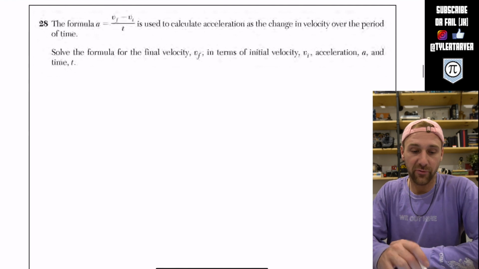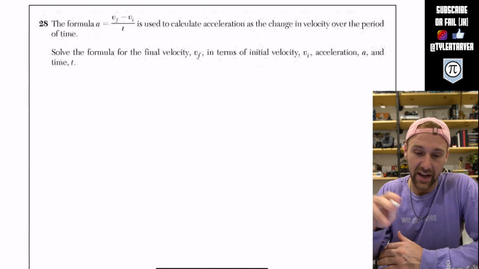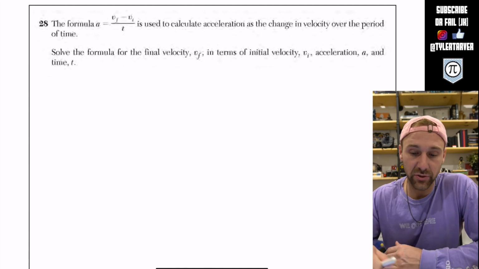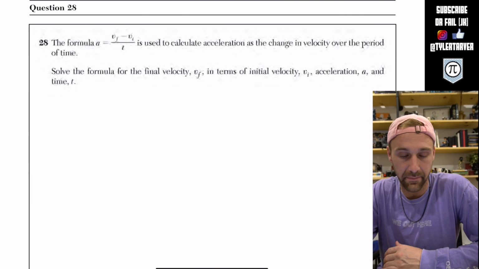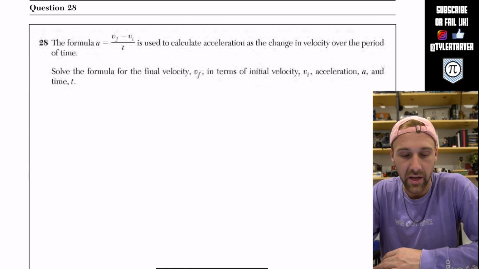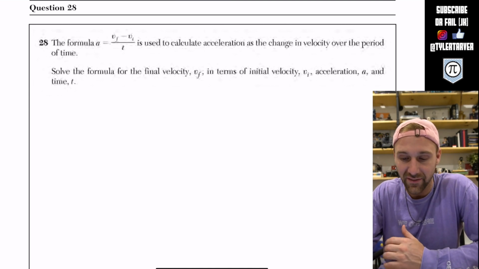It says, the formula A equals VF minus VI over T is used to calculate acceleration as the change in velocity over the period of time. Okay, cool. A lot of neat stuff there. Solve the formula for the final velocity, VF, in terms of initial velocity, acceleration, and time.